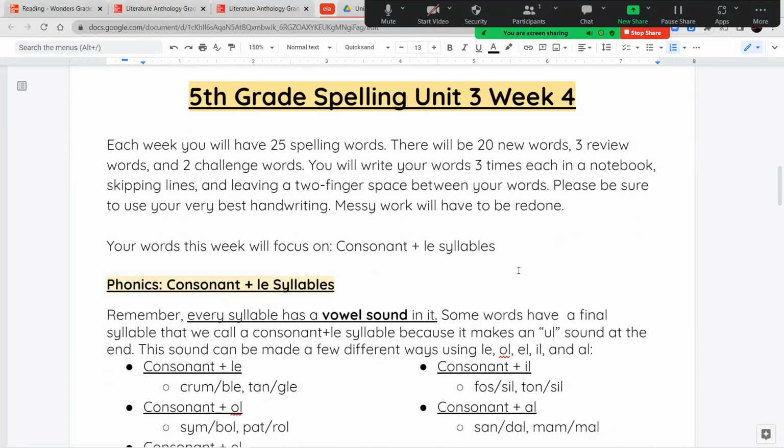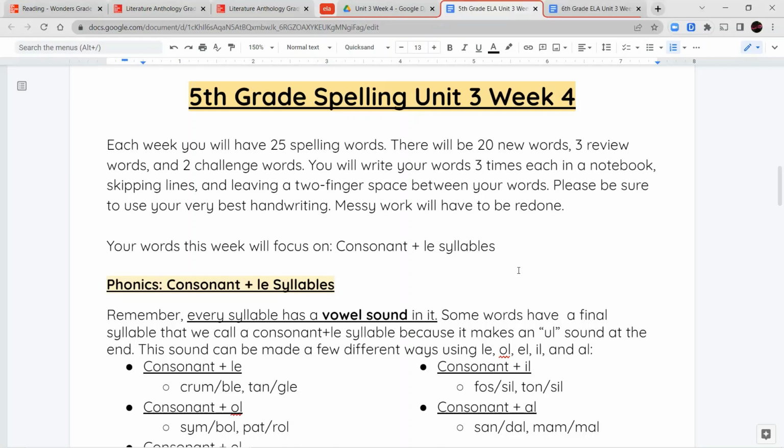All right, let's take a look at our spelling for this week. So our spelling words are going to focus on the consonant LE syllables. So these are words that have a consonant and LE sound, usually at the end of them.